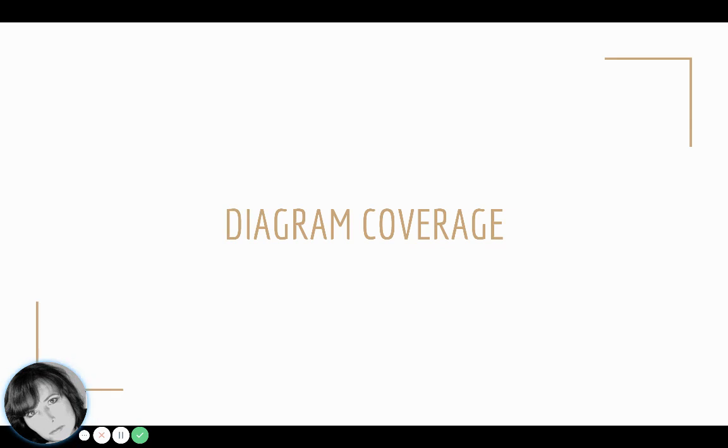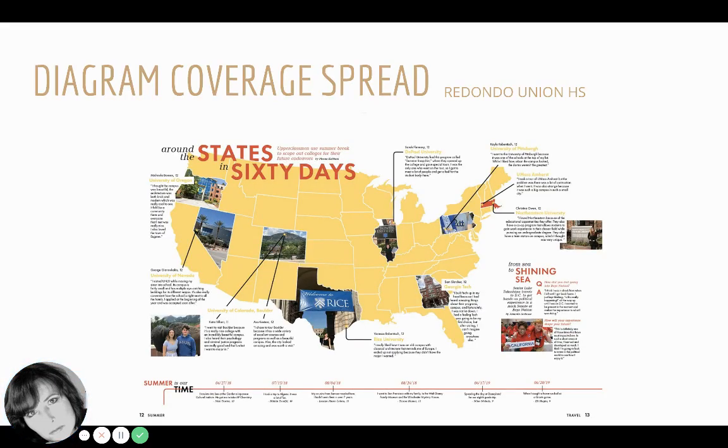Now, diagram coverage is another way to incorporate a mode of coverage so that you've got visual variety throughout your publication. I love Redondo Union High School's book this year, and this is a really cool spread that they did on summer vacation. And so they use this huge diagram of the United States of America, and what they do is they're telling the individual stories of students on summer break where they went to visit colleges that they might hopefully attend.